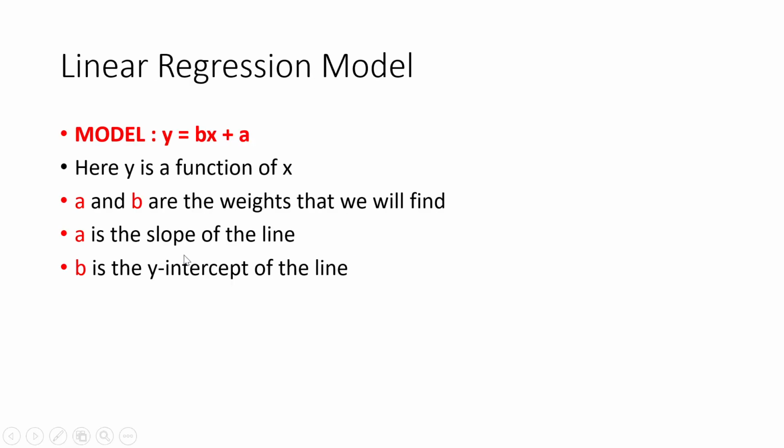And let's talk now about the equation of a line. y = bx + a. Here this is the equation of the line. Here y is a function of x, and a and b are the weights that we will find using gradient descent, and they are also called coefficient constants. a is the y-intercept of the line and b is the slope of the line.